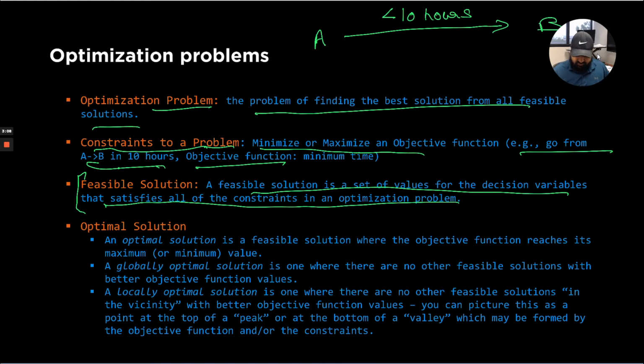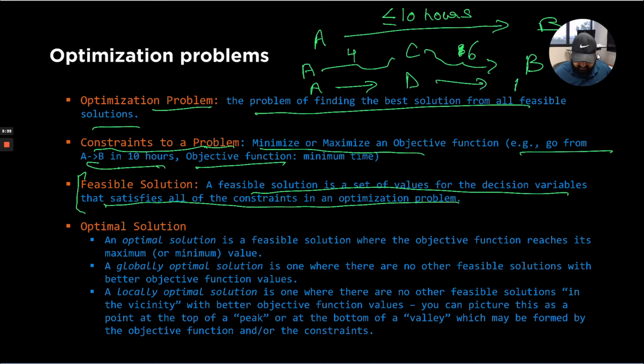There could be a lot of solutions. Maybe the person is traveling from A to C first and then C to B, where they might take 4 hours for this, another one maybe 6 hours. So they satisfy this inequality, which is that it should be less than 10 hours. That's what I'm trying to state here. Or they could go from A to D and then to B, where from A to D they take 1 hour, and D to B they take 8 hours, and so on.